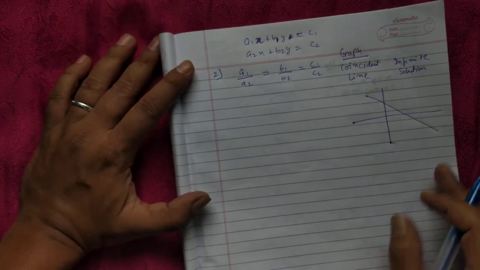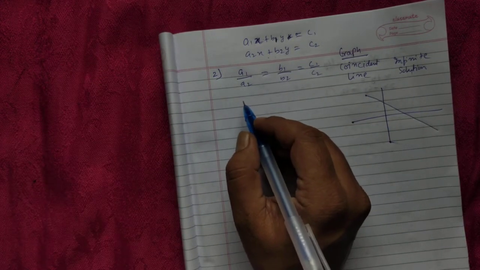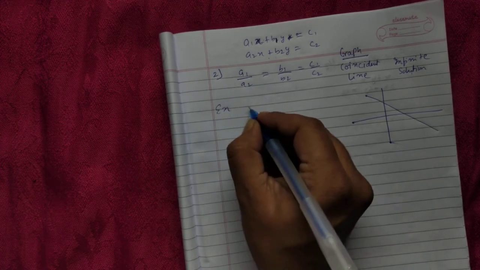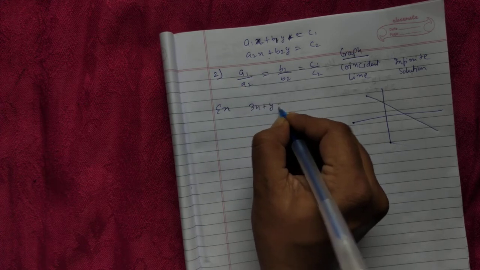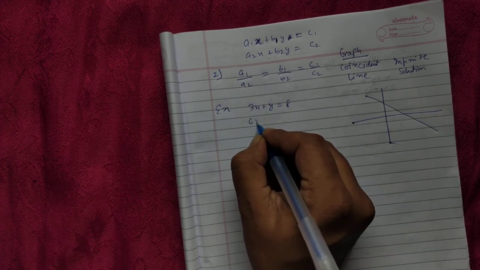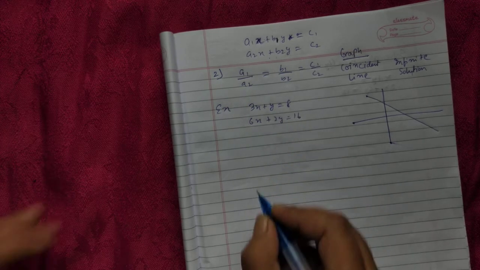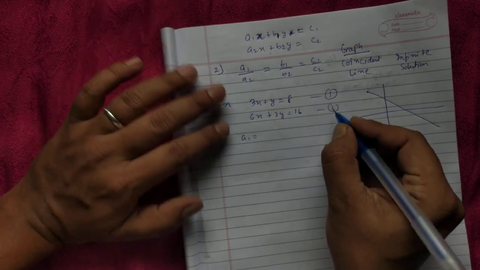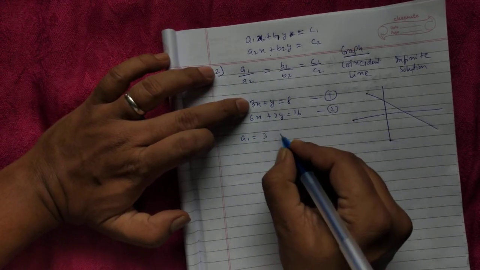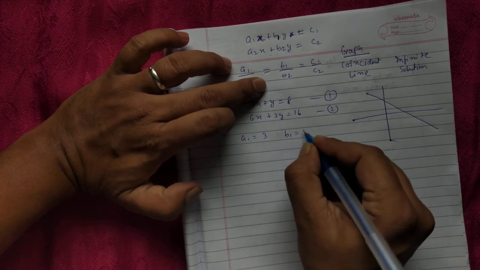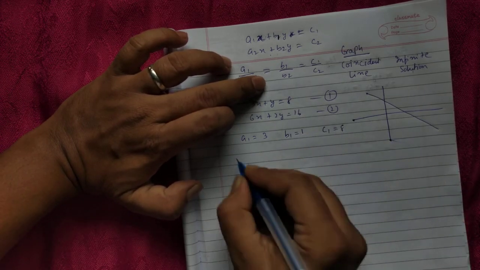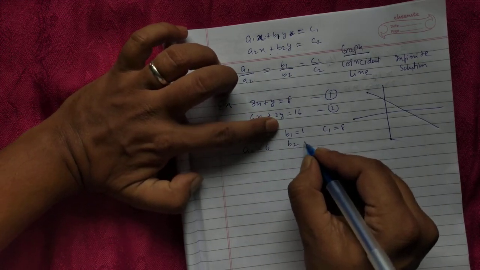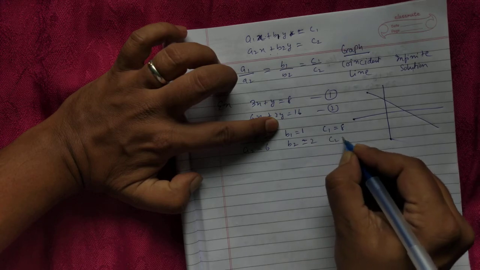Now, for example, I'm just giving an example. Suppose the equation is like that: 3x plus y equal to 8 and 6x plus 2y equal to 16. Here a1 is for the first equation and a2 is for the second equation. a1 is 3, coefficient of x, b1 is 1 and c1 is 8. a2 is here 6, b2 for the second equation is 2 and c2 is 16.